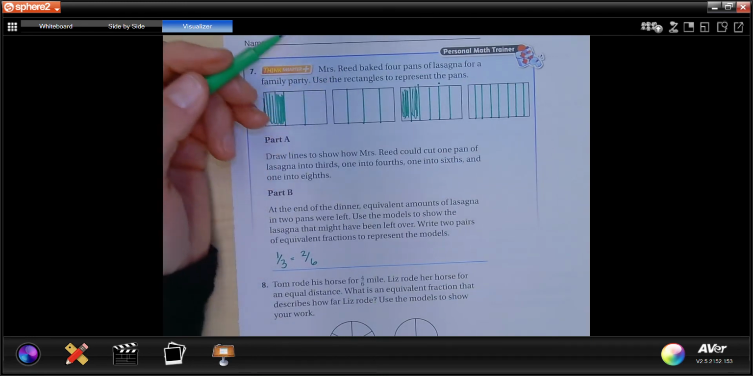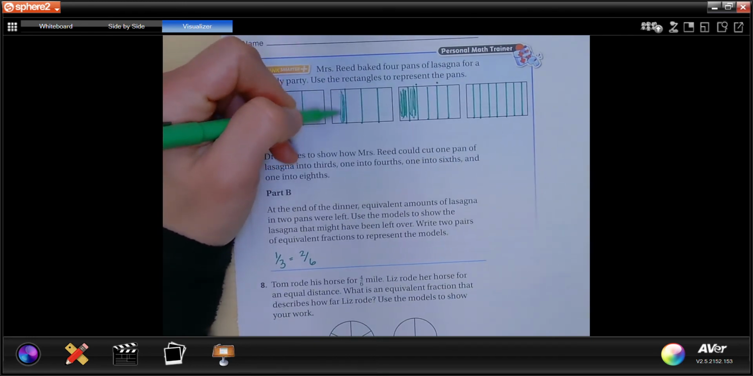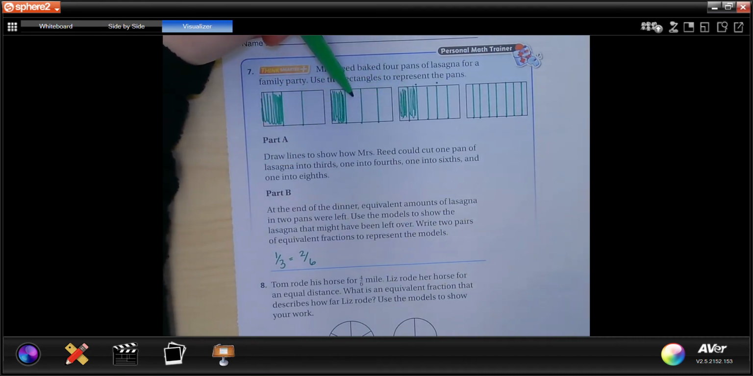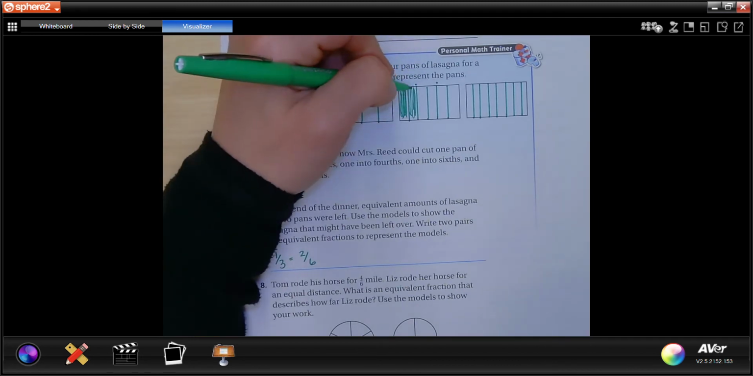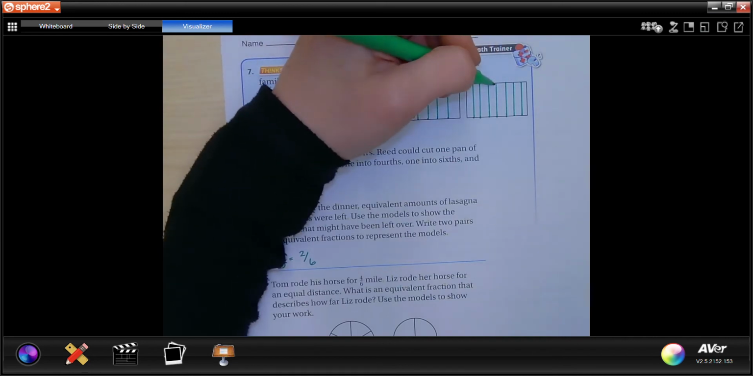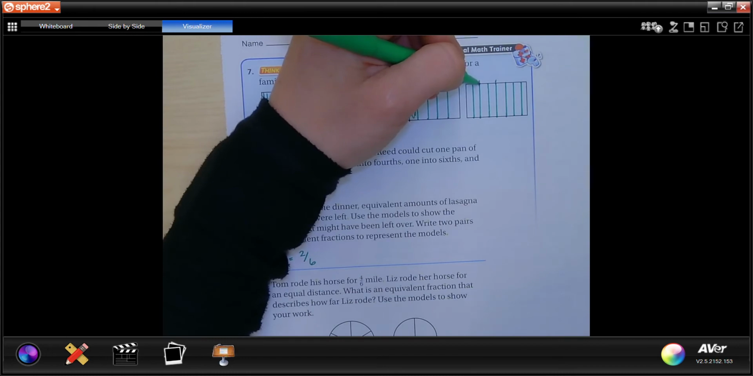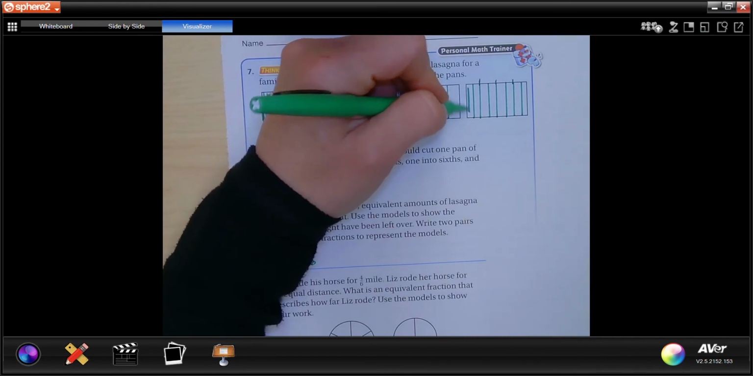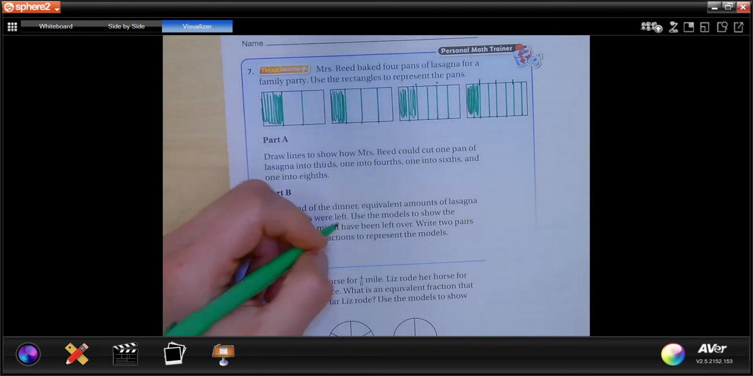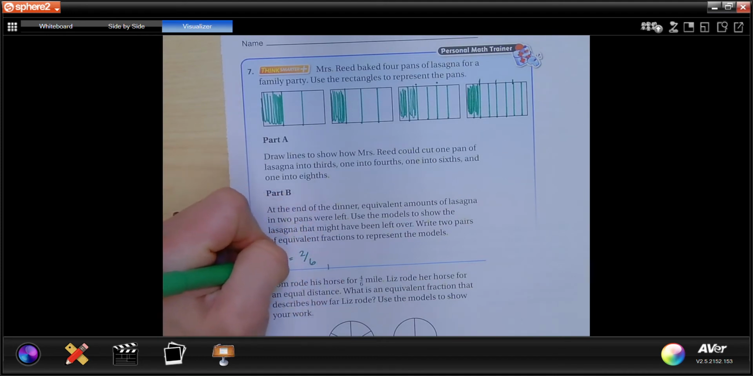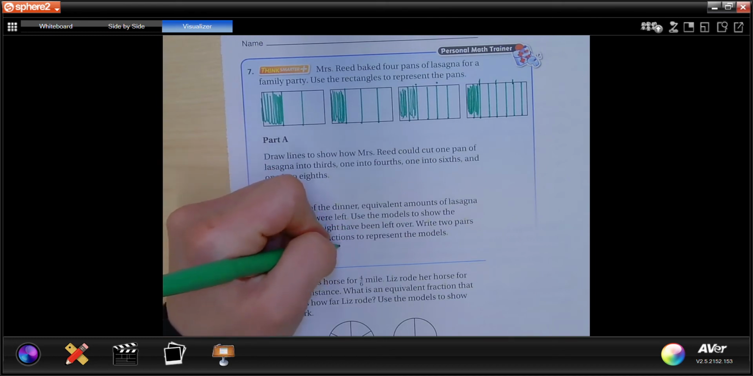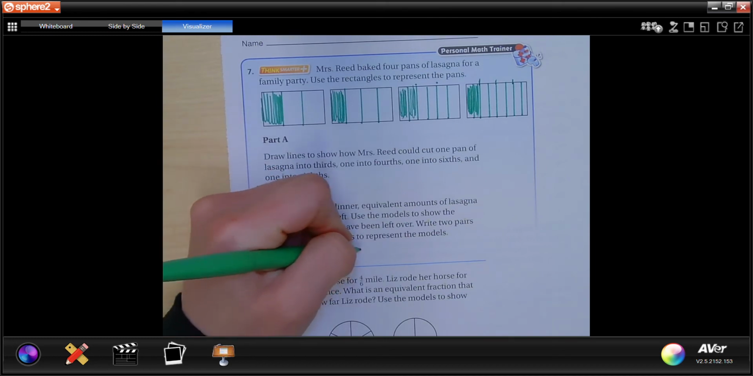Now with the fourths, let's say she ate 1/4 of this pan. Can fourths go into sixths? No, because it would be right here. Can fourths go into eighths? Well, here's our half. Here's a fourth and a fourth. Yes. So she ate 1/4 there. That's how many eighths? 2/8. So we can have 1/3 is equal to 2/6, and we can have 1/4 is equal to 2/8.